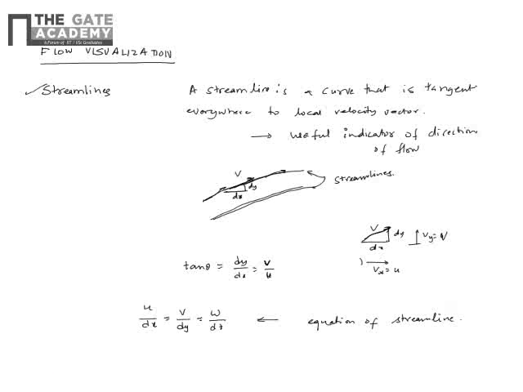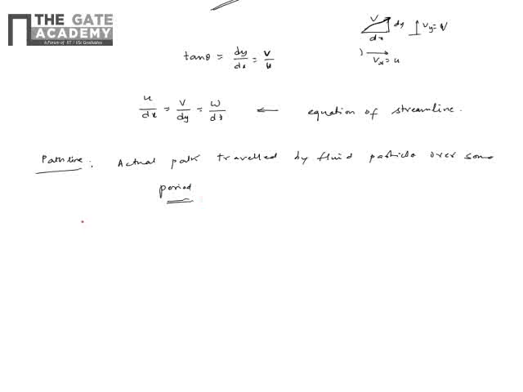Now, what is a pathline? The pathline is the actual path traveled by a fluid particle over some period. This is mostly based on the Lagrangian concept.